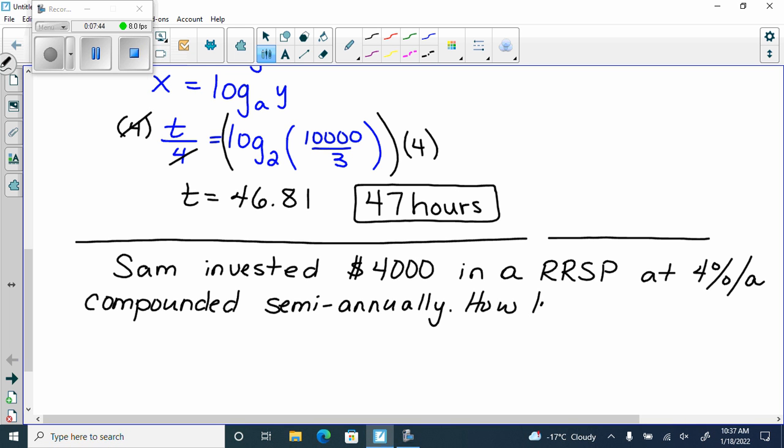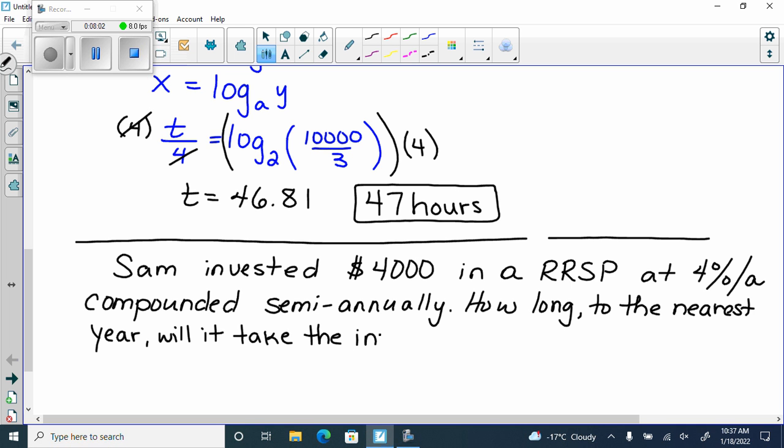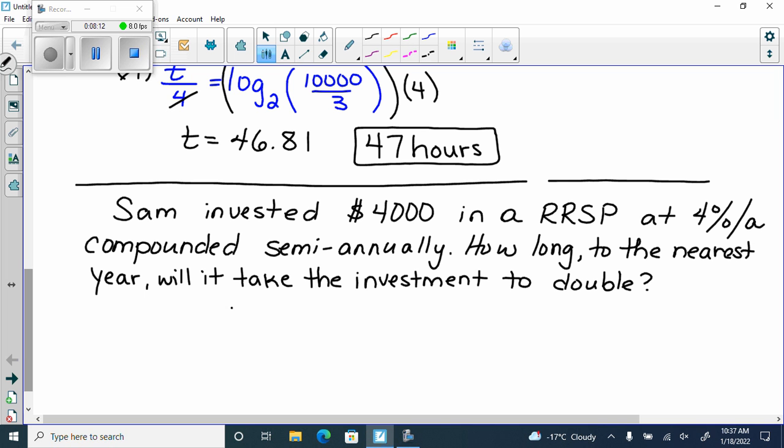How long, to the nearest year, will it take the investment to double? Remember the formula for this one is final equals initial, bracket 1 plus i divided by CP, n times CP.